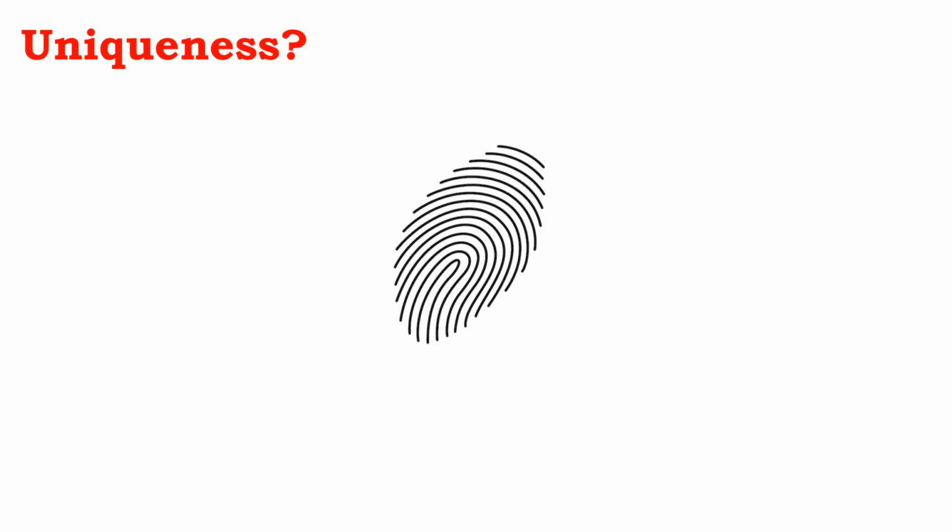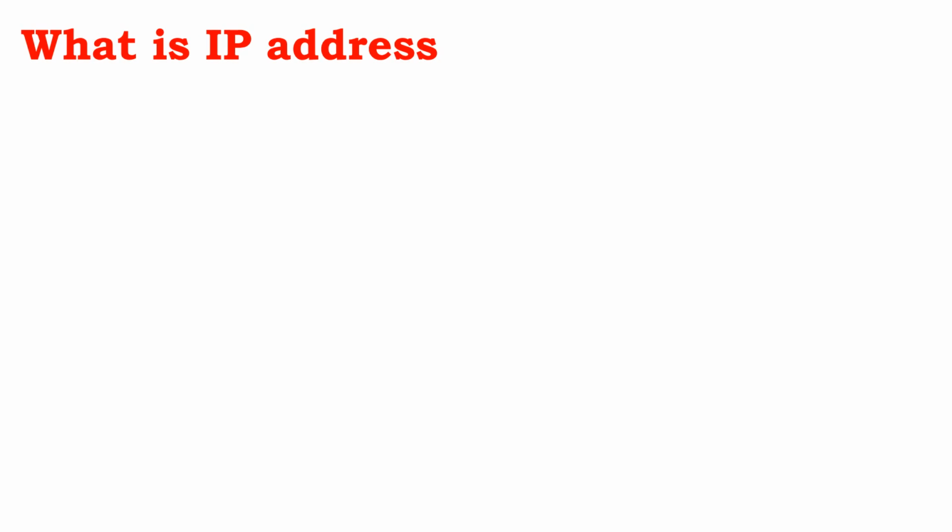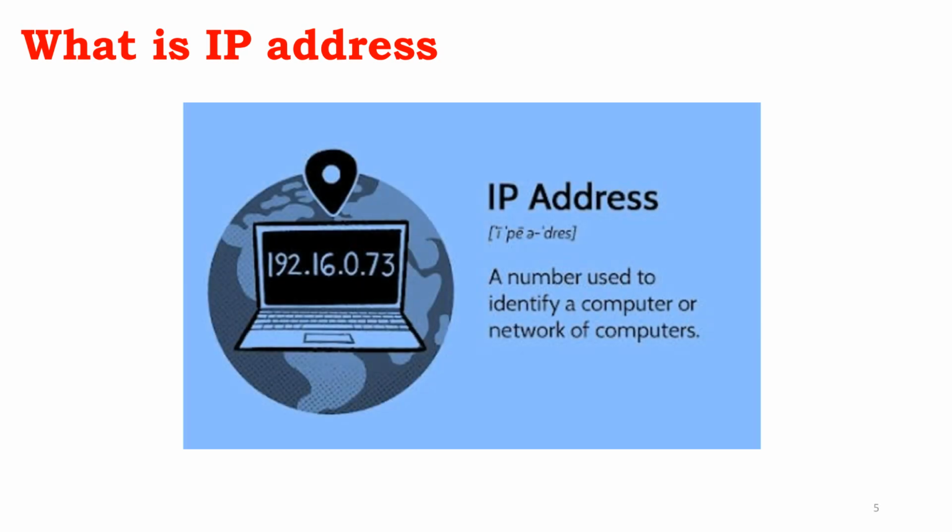First, let's consider the concept of uniqueness. How are you uniquely identified in a large network or institution like KITS? In networking, this unique identification is achieved through an IP address. An IP address is a number used to identify a computer or a network of computers.